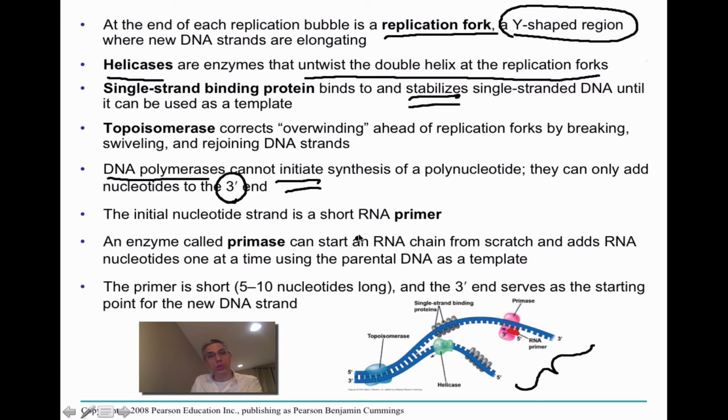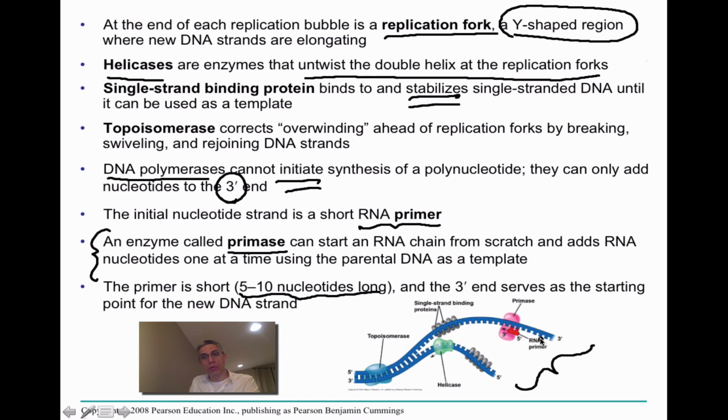The initial nucleotide strand that gets things started is called the RNA primer. An enzyme called primase can start the RNA chain from scratch, adding RNA nucleotides one at a time using the parental DNA as the template. The primer is short, only about 5 to 10 nucleotides long, and its 3' end serves as the starting point for the new strand of DNA.